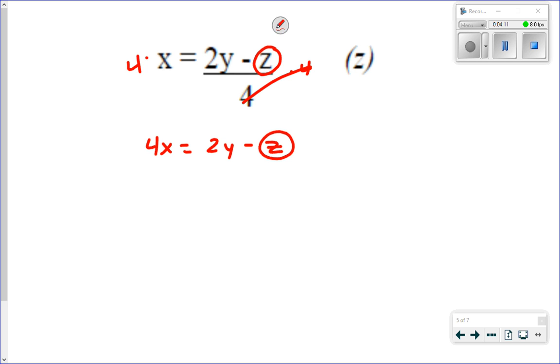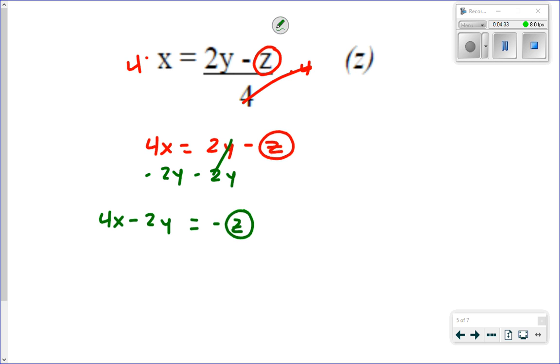Okay, now I need to get rid of the 2y. So I'm going to subtract 2y from both sides. On the right-hand side, I'm left with negative z. On the left-hand side, 4x minus 2y, well, we can't put those together as one term because they aren't alike, so I just need to rewrite it. 4x minus 2y.